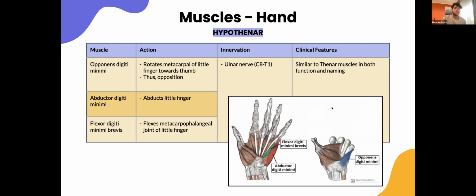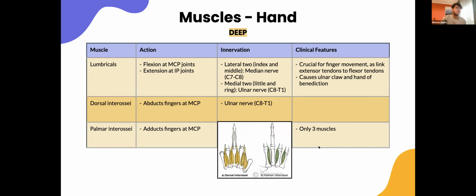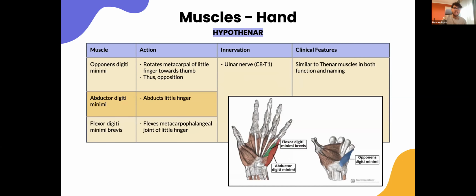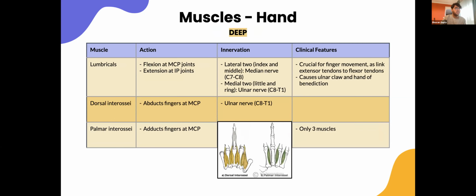And then on the opposite side, we will have the deep muscles of the hand. Oh, no, sorry, the hypothenar muscles of the hand, which are basically the exact same thing, but for our pinky. And so the hypothenar and thenar muscles are all about the fine movements of our thumb and our pinky, or our digiti minimi. But yeah, they're pretty easy to remember together. And then the deep muscles, lumbricals and the interossei muscles.